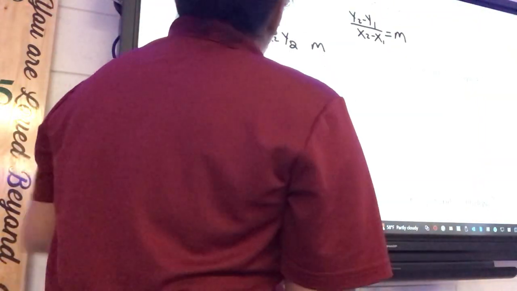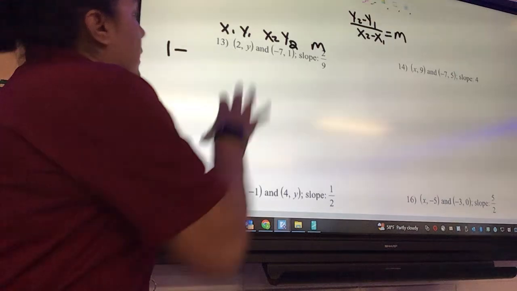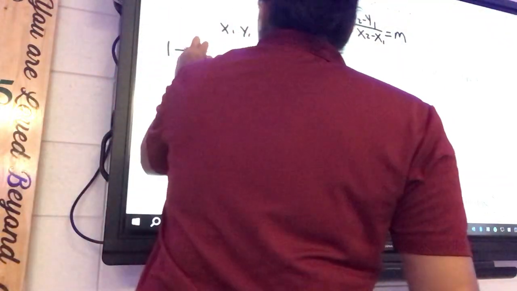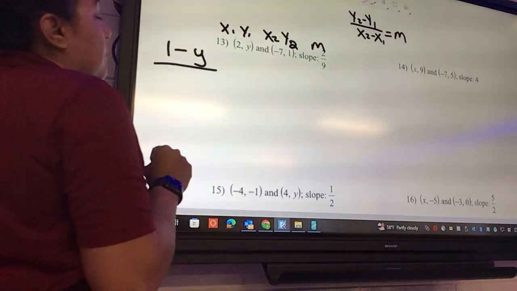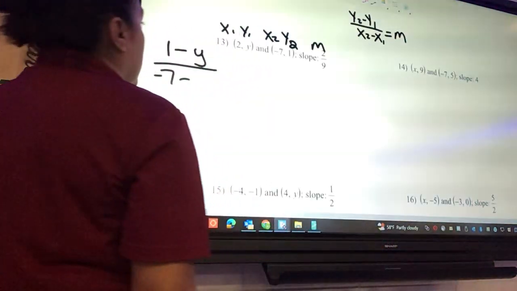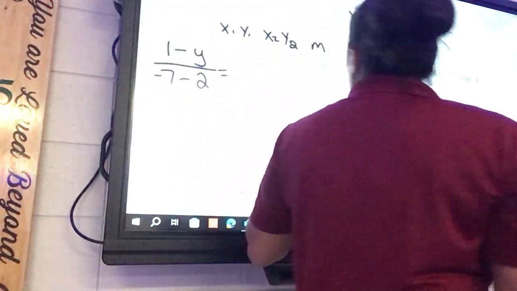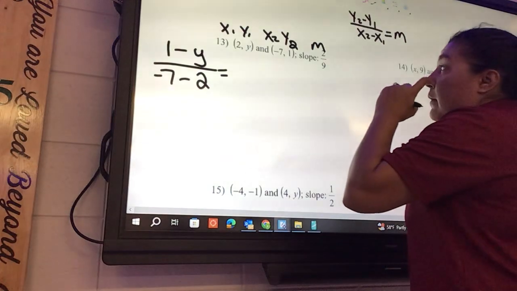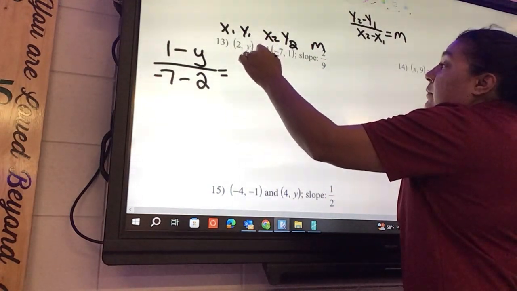We're going to start to set this up. What is my y2? 1 minus, what is my y1? It's y, they called it y, so that's what we're gonna put. Y over x2. What's my x2? Negative 7. Negative 7 minus my x1, 2, equals my m. Did you skip number 11? Yeah, I did. What's my m? 2 over 9.